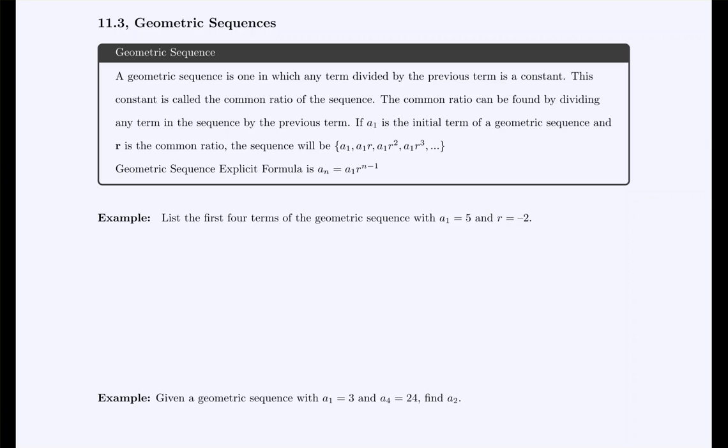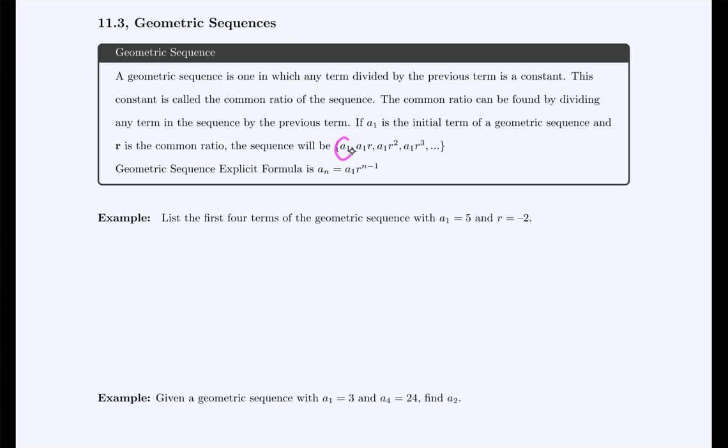Previously, we learned about arithmetic sequences, which differed by a common difference for each term to go to the next term, and now we're going to look at geometric sequences. The idea behind geometric sequences is that to get to the next term, you have to multiply by some constant multiple.